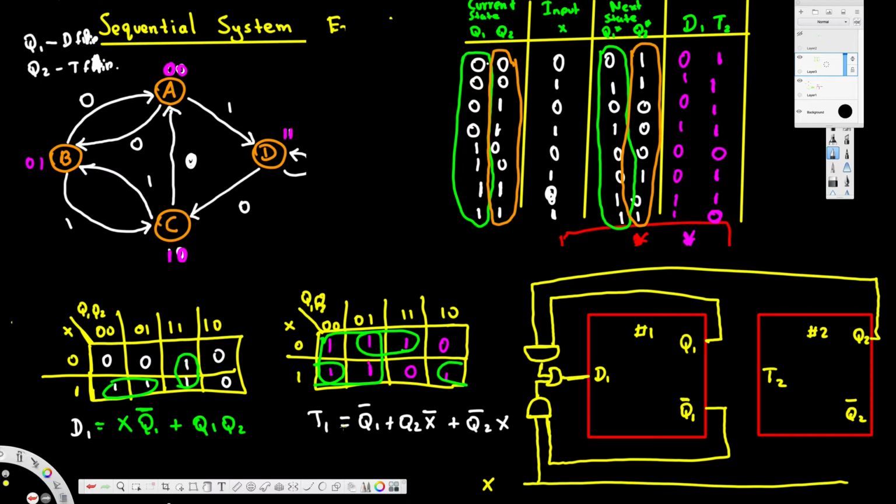Now let's look at the T flip-flop. For the T flip-flop, there's a Q1 bar, that's alone. And all of them are connected to an OR gate: this one plus this one plus this one. So I put the OR gate right here. Let's use a different color to differentiate. OR gate. Now the next thing is Q1 bar right here. Then Q2 X bar. Q2 connected right here. And X.